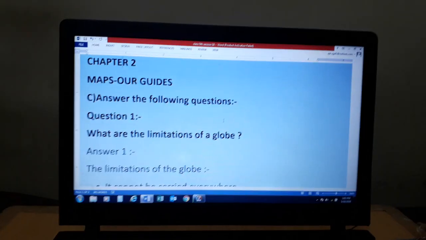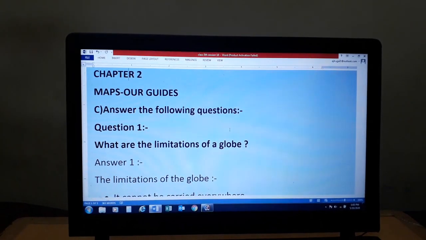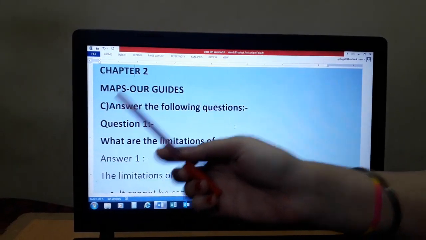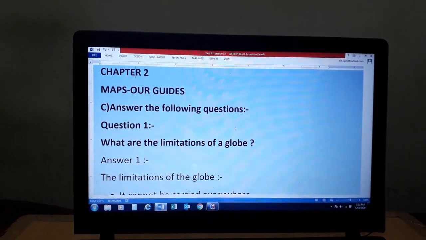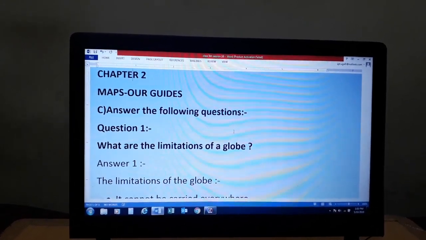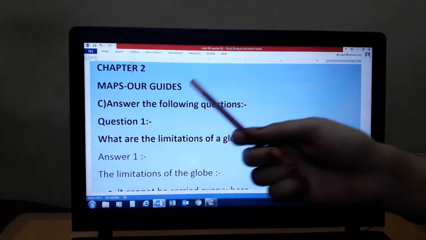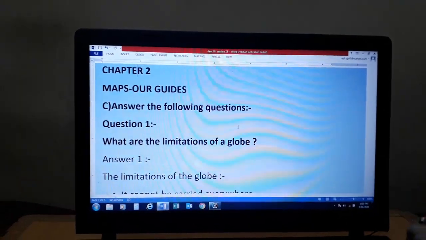Today students, we will discuss the question answers of the chapter Maps are Guides. Let us start. Yes students, now the chapter is Maps are Guides. We will discuss the question answers of the chapter. Question 1. What are the limitations of globe?